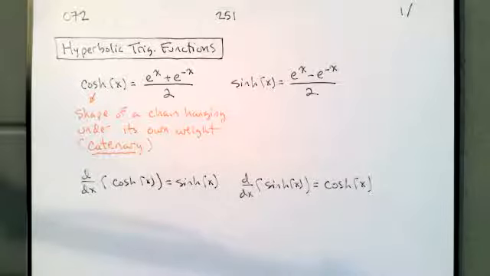Fun fact about hyperbolic cosine is that the shape of a chain or a rope or some other kind of string hanging under its own weight will be the shape of a hyperbolic cosine. This shape is also known as a catenary.